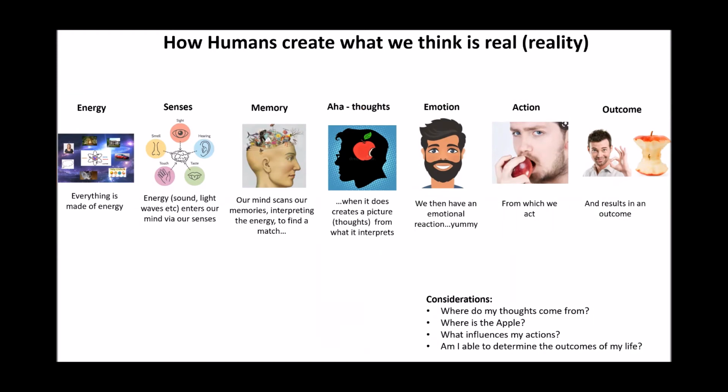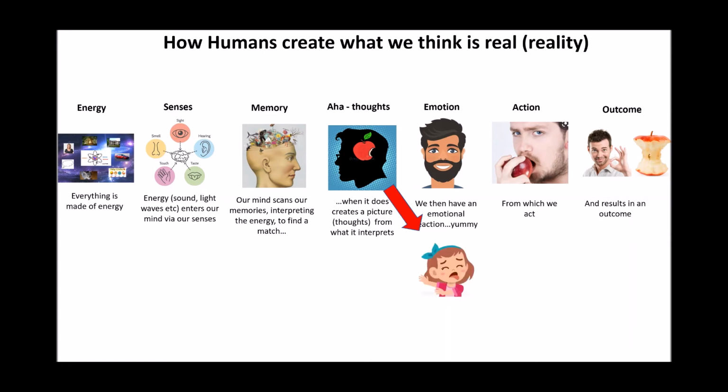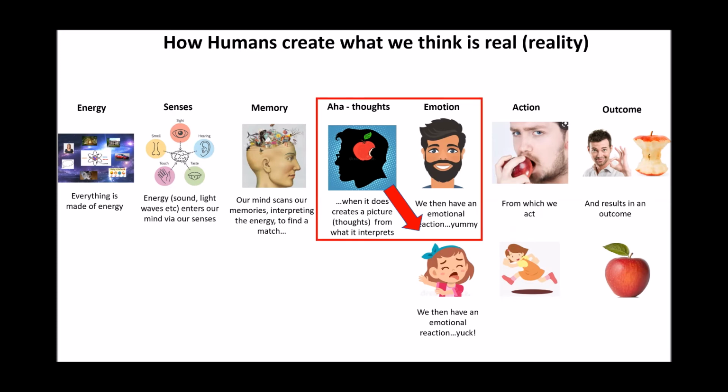So in this first example, we've seen the gentleman sees the apple, has an emotion about it, decides to eat it, and the outcome is the apple is eaten. Another example, another human being could see the apple and their emotion is yuck, and their reaction is to run, and the outcome is the apple just doesn't get eaten. So the conclusion I came to here was that it's my thoughts and my emotions that actually determine my actions.